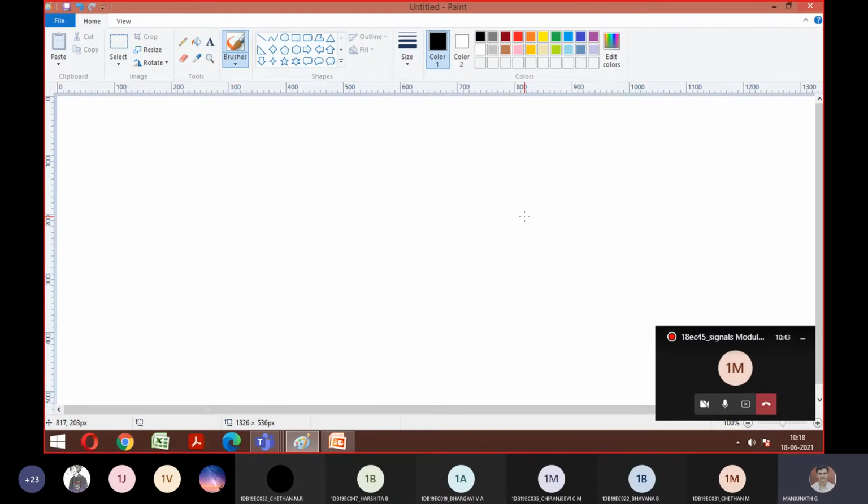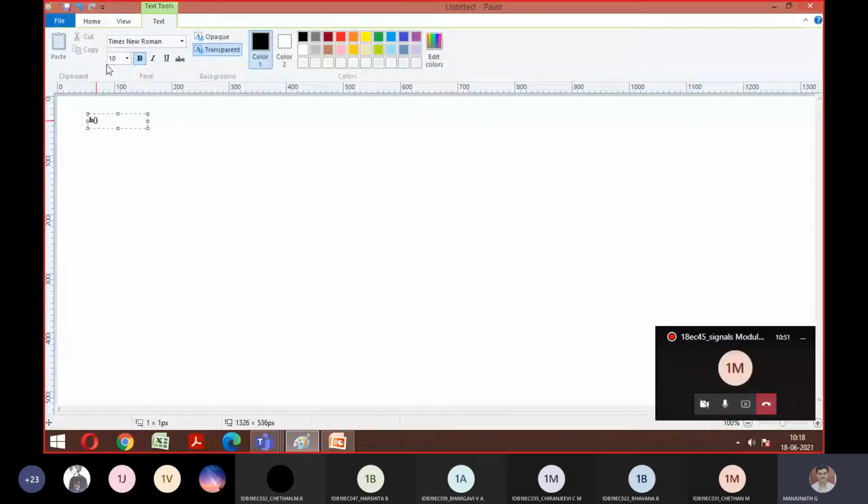The impulse response of the LTI system, that is h of t, is given. Just let me increase the font. So h of t is given as u of t. H of t is equal to u of t. These are the given impulse response. Then they ask you to find the output, that is y of t.